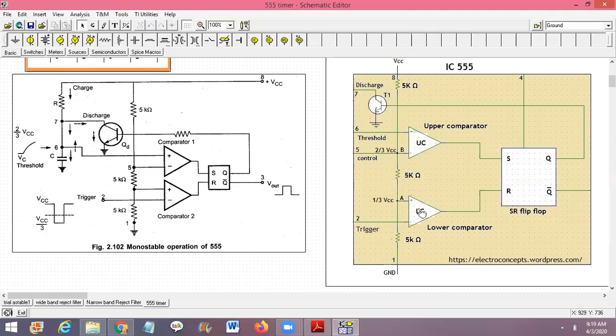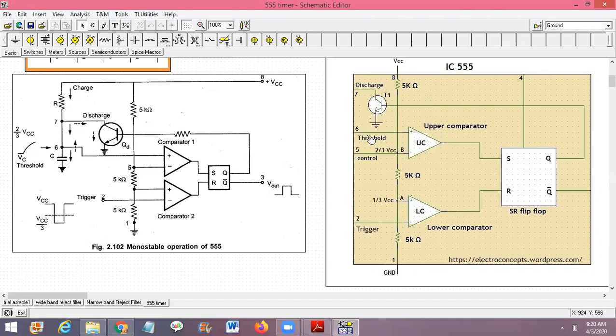Basically this is known as the upper comparator and this is known as the lower comparator. For the upper comparator, the reference voltage is at the inverting terminal, and for the lower comparator, the reference voltage is 1/3 VCC. Very, very important: we are using basically an SR flip-flop. So the output of the upper comparator is given to S, and the output of the lower comparator is given to R.